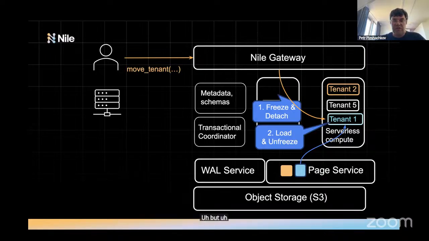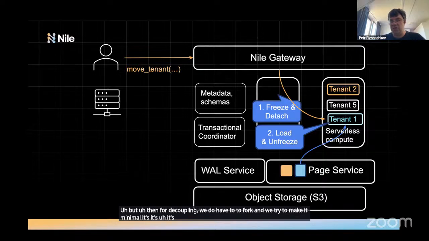But for decoupling, we do have to fork, and we try to make it minimal. It should be small, but again, that's a work in progress.